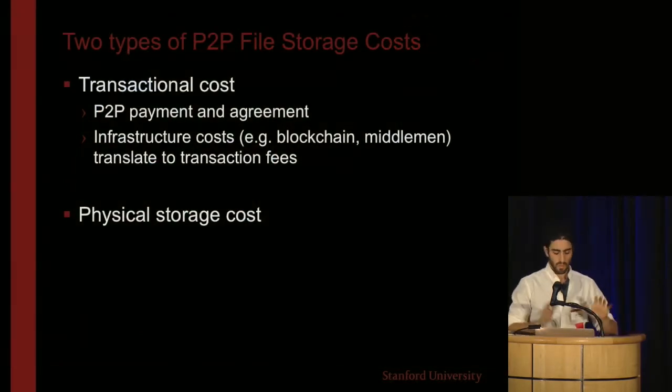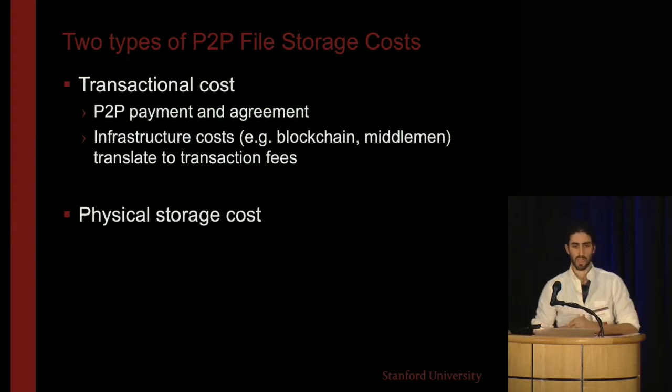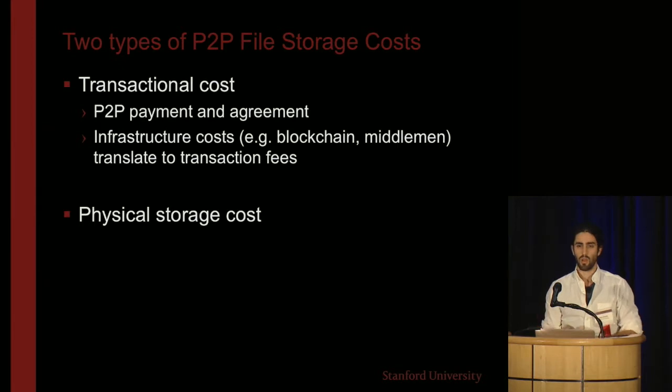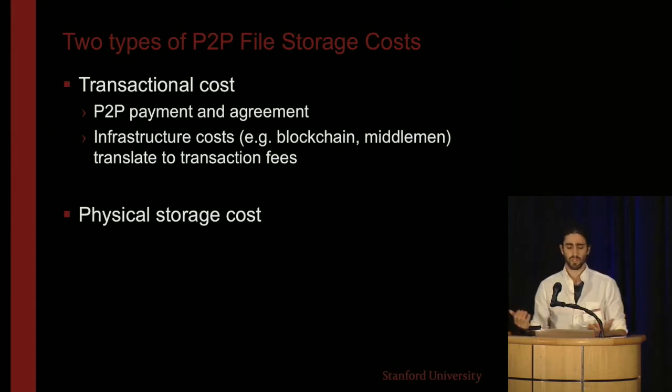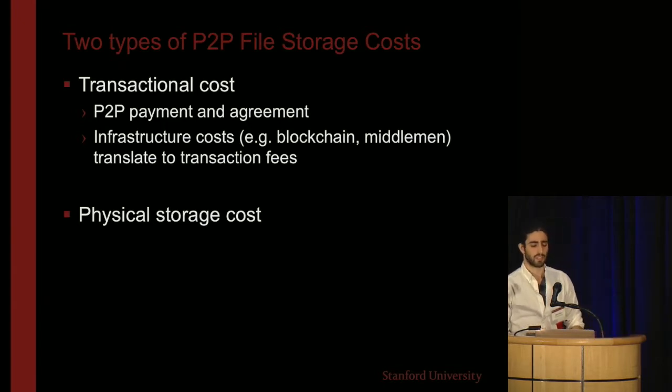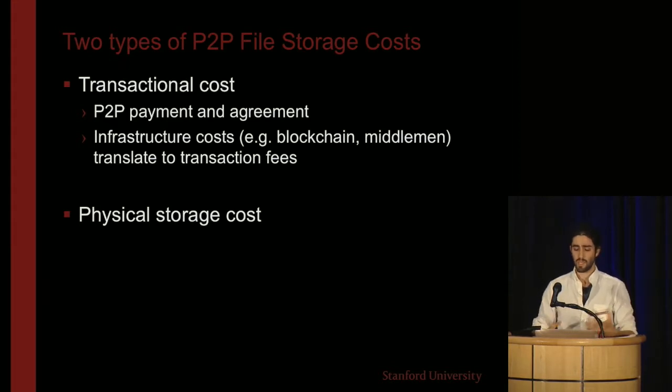So there's two types of, the first question was about subsidizing storage costs. There's two types of peer-to-peer file storage costs. One, there's a transactional cost. There's a peer-to-peer payment and agreement between a user and a storage node who's agreeing to store the file. And there are going to inevitably be infrastructure costs to maintaining some kind of transactional system, whether that's a blockchain or there's middlemen involved who are processing the payment network. And now there's also this physical storage cost of actually storing a file.